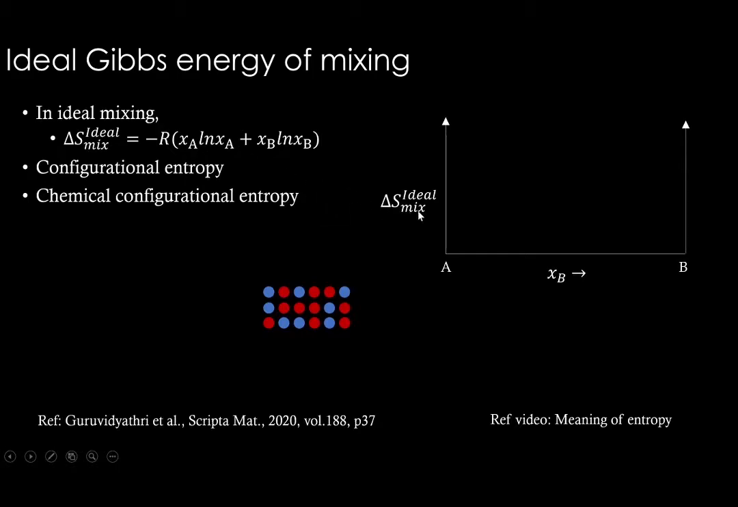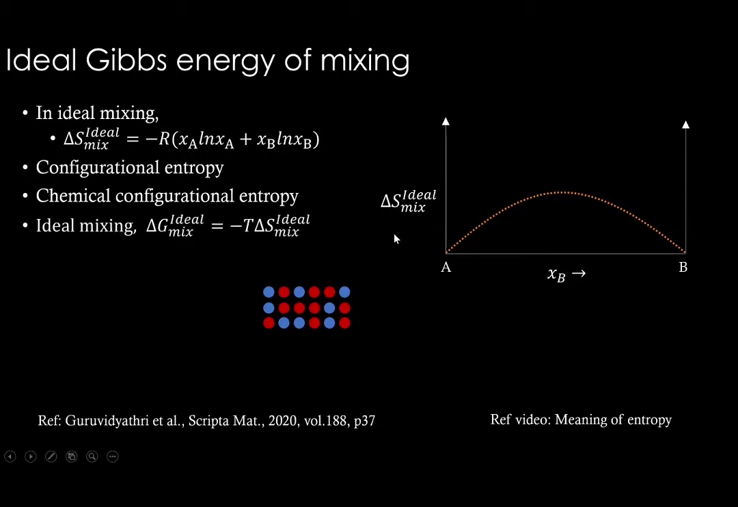You can have delta S mix ideal on the y-axis and composition on the x-axis. It's going to look like this. So this expression, you can see, doesn't have temperature. It is a function of only the mole fractions of A and B. So here the mole fractions of A and B are changing, and accordingly the delta S mix also changes. It's a concave shape with a maximum in the middle. So this is delta S mix ideal.